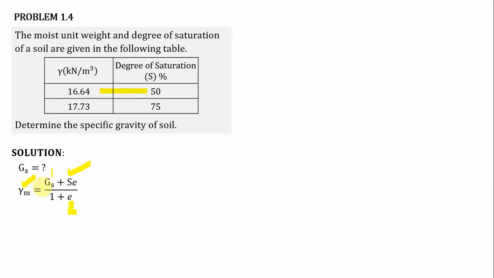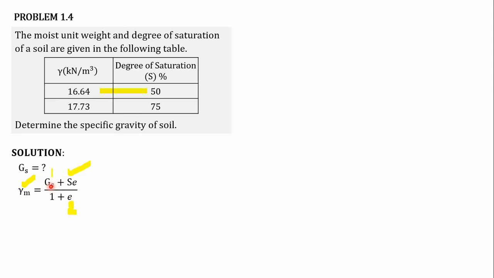To solve two unknowns, kailangan tayo magka-come up ng dalawang equation para ma-solve natin yung GS niya. Take note, no? Yung given sa table is dalawang properties siya. Ito, 16.64 and then 17.73. So therefore, kung magamit tayo ng itong formula, then i-substitute natin yung dalawang given niya. So therefore, makakome up tayo ng dalawang equation. So therefore, we can solve now the GS.